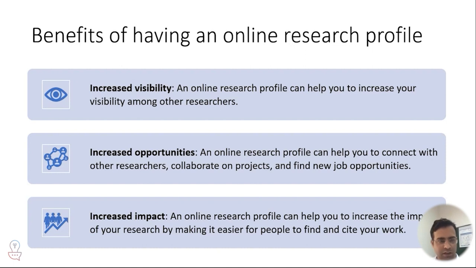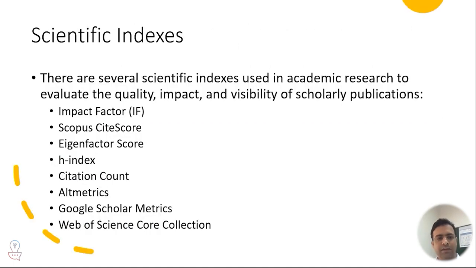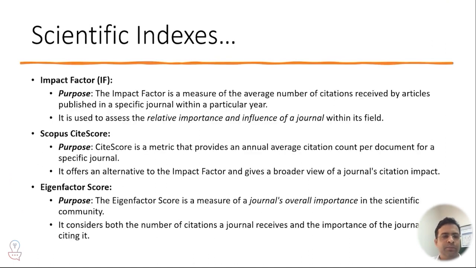in the research area. Different kinds of scientific indexing, like impact factor, Scopus, CiteScore, eigenfactor, h-index. There are many things. So I'm just going to provide very brief information about each one of them so that you can get some insight. I know most of you will be aware, but just for a kind of revision. So the scientific indexing: impact factors, Scopus, CiteScore.